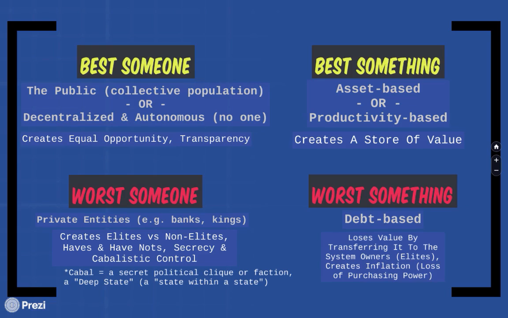That's why the gap grows, the rich and the poor, the haves and the have-nots, the elites versus the non-elites. This inflation, this loss of purchasing power transfers from the masses to the system owners. That is what it was designed for, you see. So today, we're actually running most of the planet on privately issued debt-based currencies.